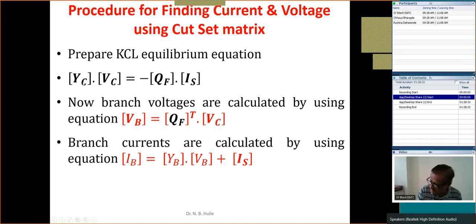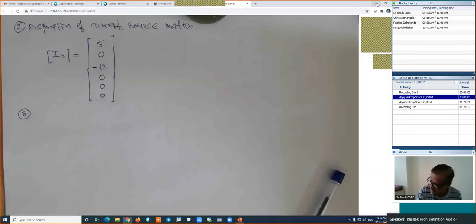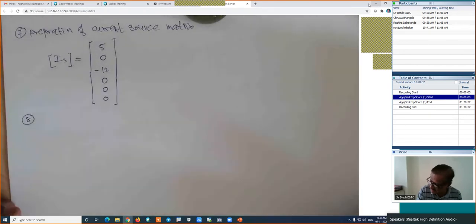In this case, YC we have already calculated, the cut set admittance matrix. This VC is nothing but node potentials, which are nothing but the cut set potentials. There is Vx, Vy, Vz, which are unknown, which we need to calculate. This QF is already known, this IS is already known. That's why I will prepare this equilibrium equation. Is it right? That is the step number 8. I will minimize this PPT and we will come back to the step number 8. Preparation of the KCL equation.